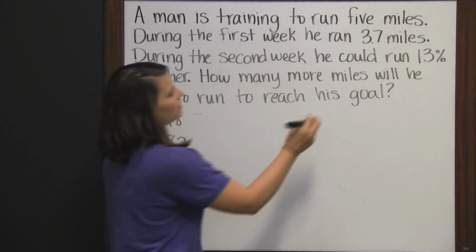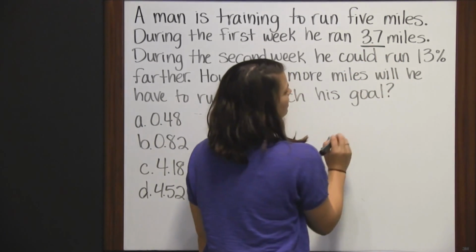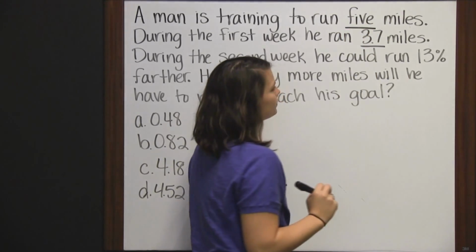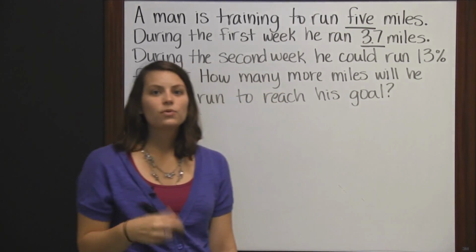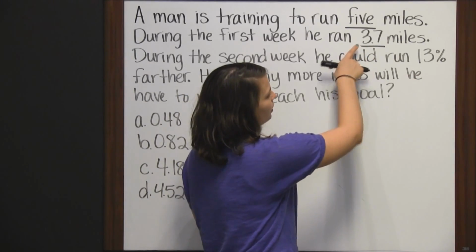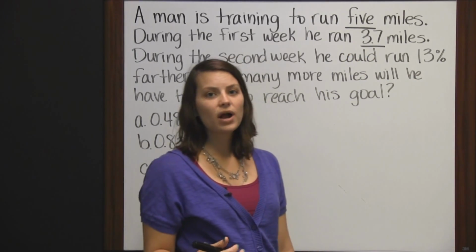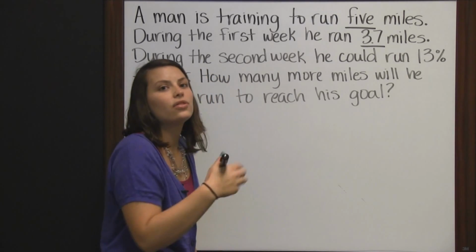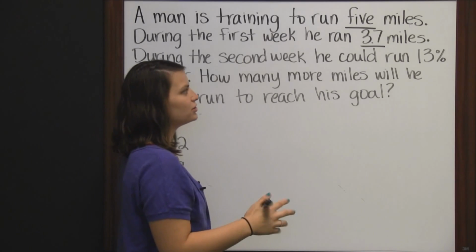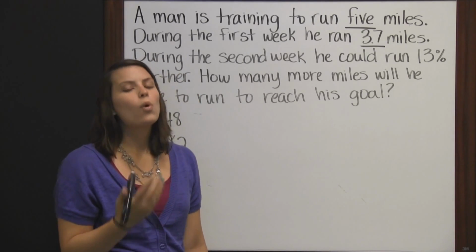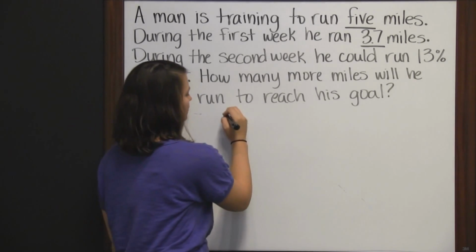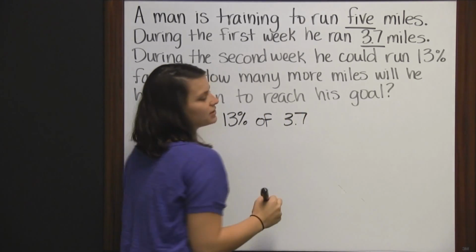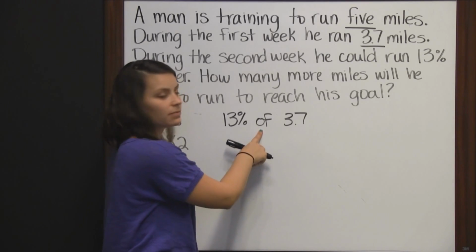So in this first week, he was able to run 3 7/10 miles. And let's keep in mind what the goal is, 5 miles. In the second week, he could run 13% further than the week before. So let's figure out what that is. He could run the 3 7/10 miles and then even 13% more than that. So first we have to figure out what 13% of 3 7/10 miles is. And of means to multiply.